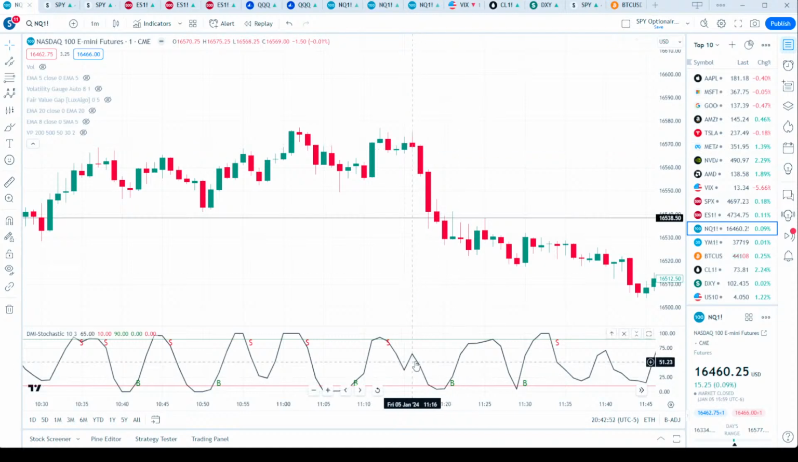What is your DMI doing? It already started breaking down at 11:13, which tells me that we're looking to the downside. Again, look here. We had a failed wave breakout. This right here is a strong indication on the DMI that the trend is going to continue down.